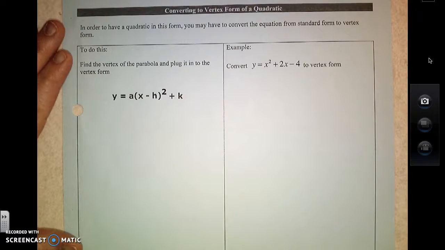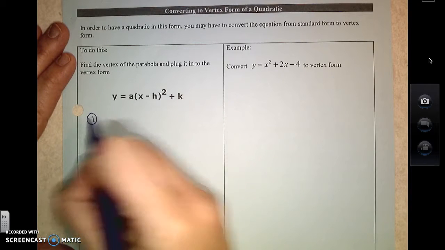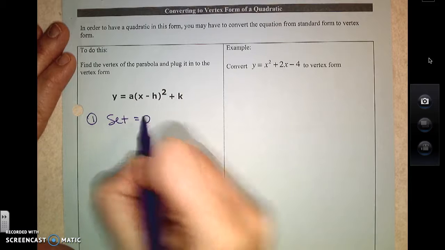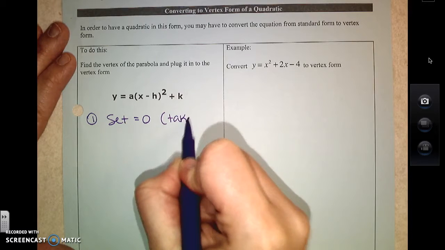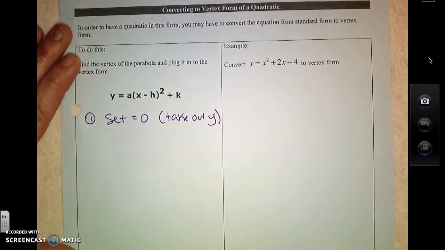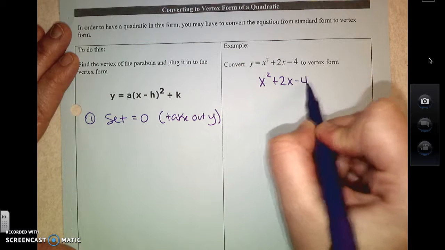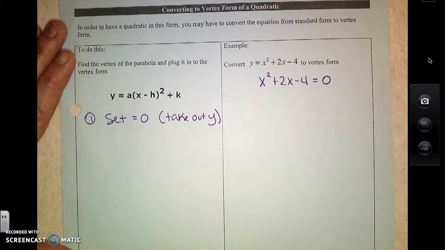So the first thing I want you to do is to make it easier for yourself. We'll write this over here. Set the equation equal to 0. So you're really going to take out the y, okay? It'll be a little bit easier if you don't have the y. So I'm going to take my quadratic and set it equal to 0.